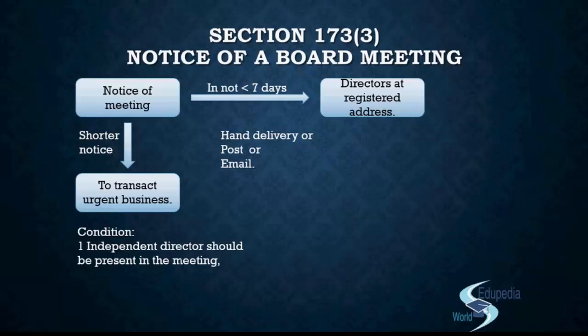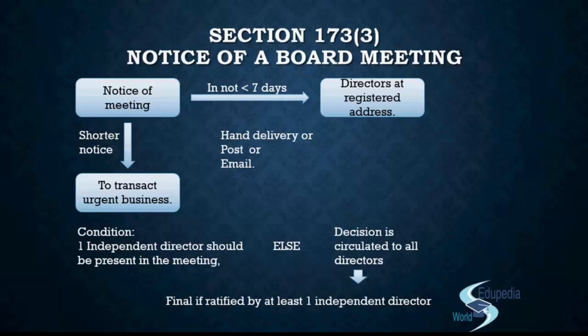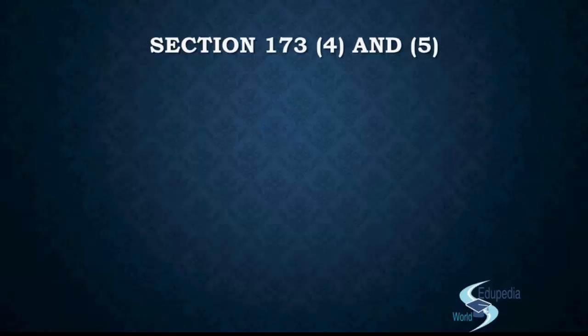But again, there is a condition for that. The condition is that an independent director should be present in the meeting. Otherwise, that will be invalid, right? Else, if the independent director is not able to attend the meeting and you still need to hold the meeting, then you can hold the meeting and the decision is circulated to all the directors, and at least one independent director should ratify that decision, and then it will be considered valid, right? But these conditions will be applicable only to those companies who have an independent director. If you don't have one, obviously you will not be able to comply with these provisions and this will not be applicable to them.